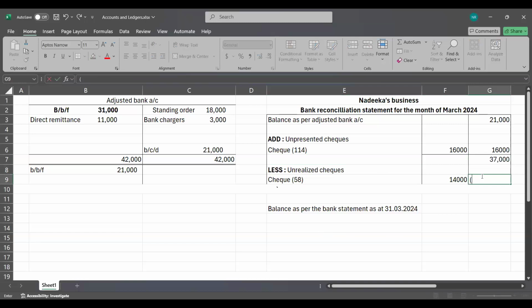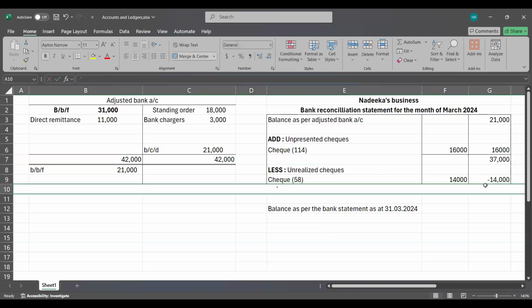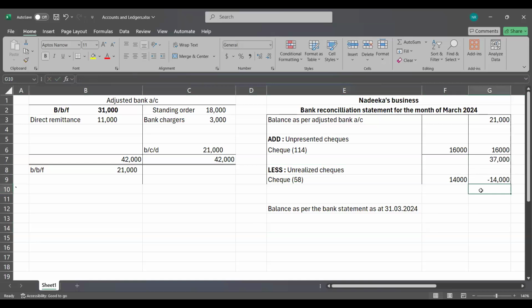So from this 37,000, it says less unrealized checks, right? So you write it within the bracket. Why are we writing within the bracket? The reason is so that we will understand, okay, we have to subtract it. So you do the subtraction to find the balance as per the adjusted bank account, where you do 37,000 subtract 14,000. Okay, how much do you get when you do the subtraction?